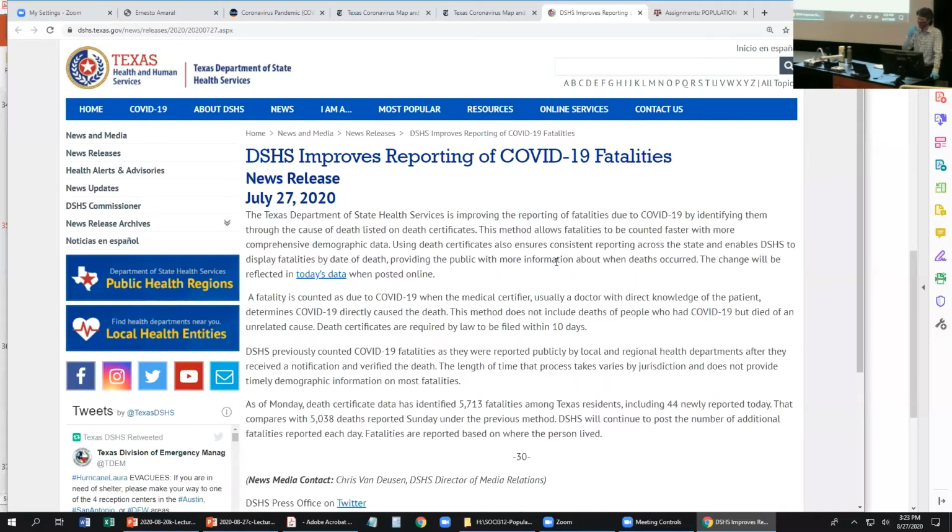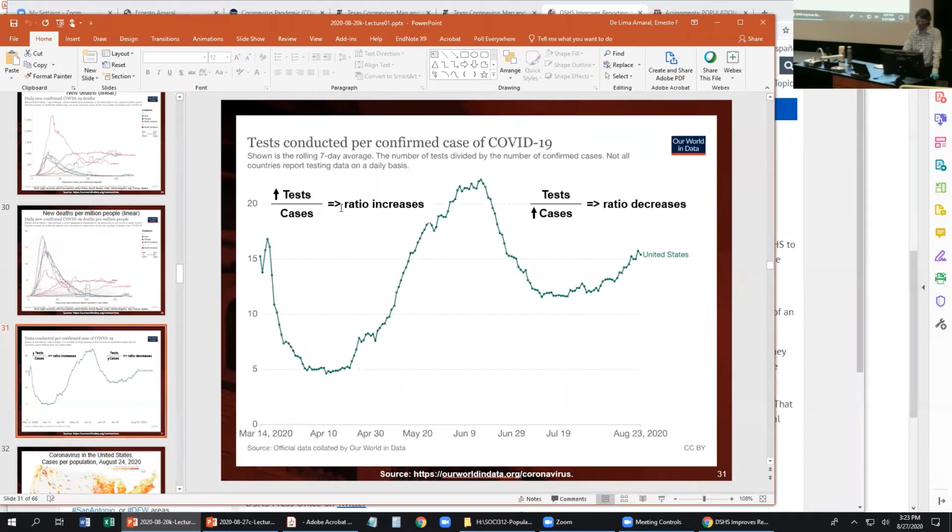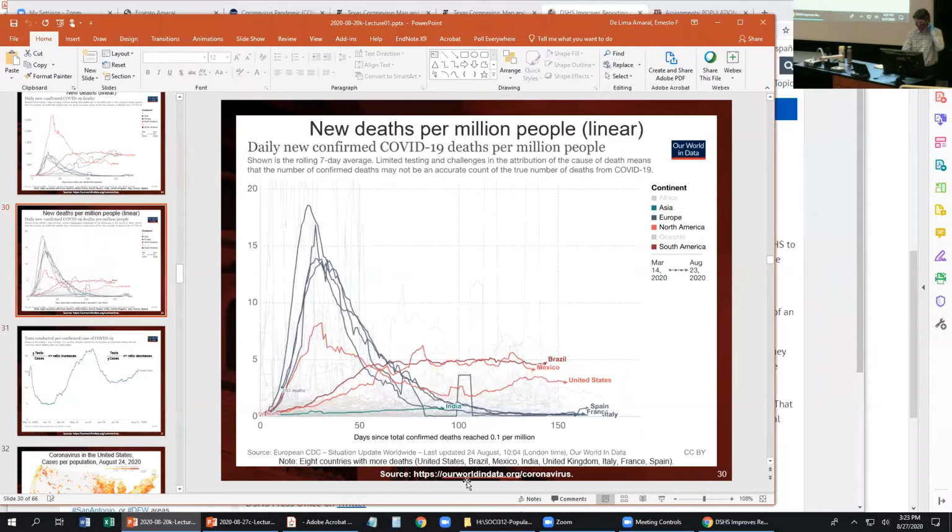So for example, in that previous lecture, when I discussed the ratio between testing and cases, my idea is that you should not remember exactly these numbers, but understand what it means. When this ratio increases, it means that tests proportionally are increasing more than cases. If this ratio decreases, it means that cases are increasing proportionally more than tests. So that's the idea.